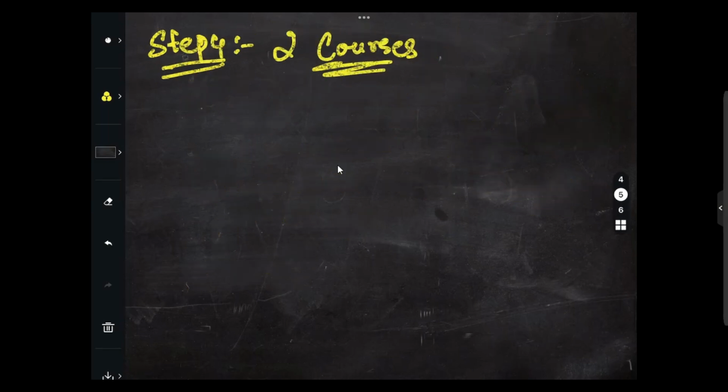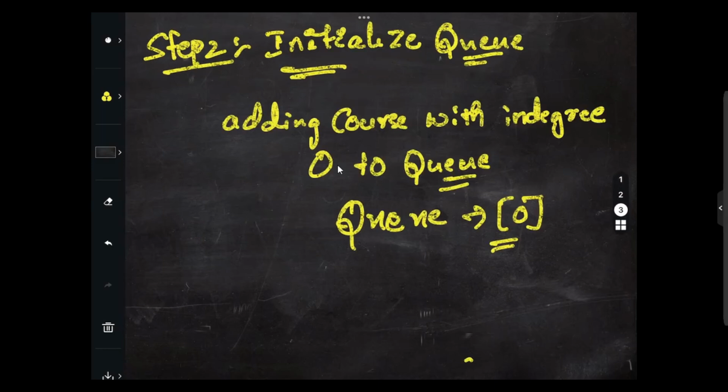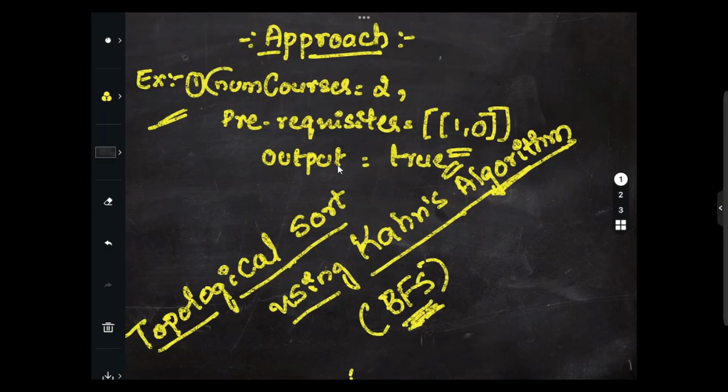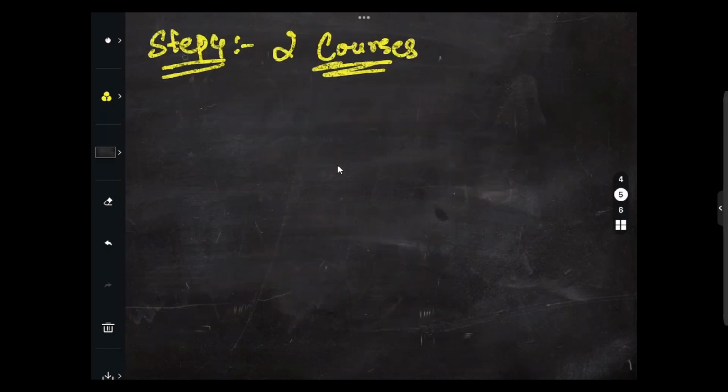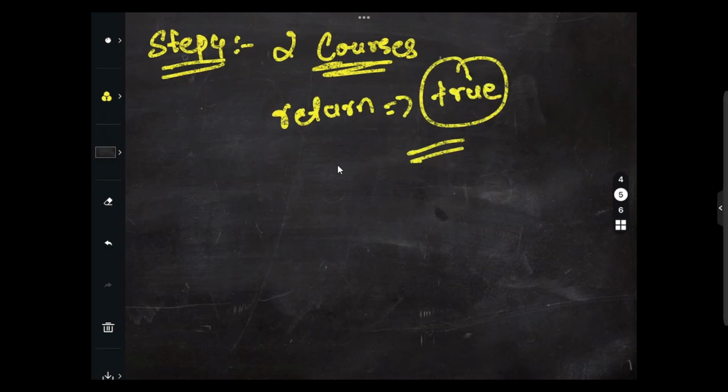So we have completed 2 courses, which is equal to the num courses they have mentioned here. You can clearly see in the example, num courses they have mentioned here as 2, right? So we have completed 2 courses, which is equivalent to num courses. So in this case, we will return output as true. This satisfies all the condition. So in this case, we will return output as true, right? I hope this is completely clear.